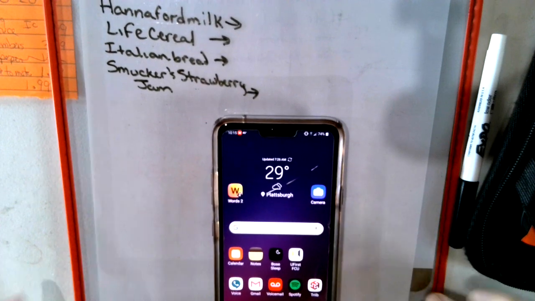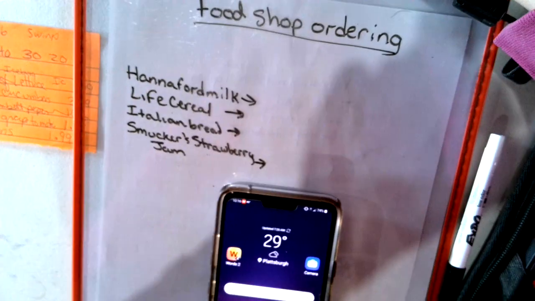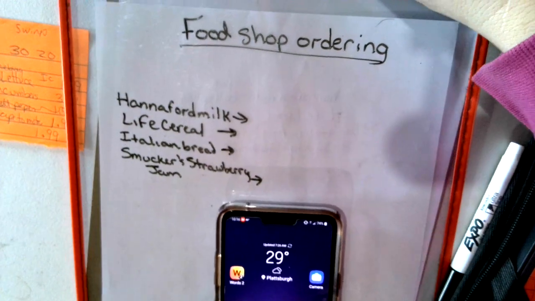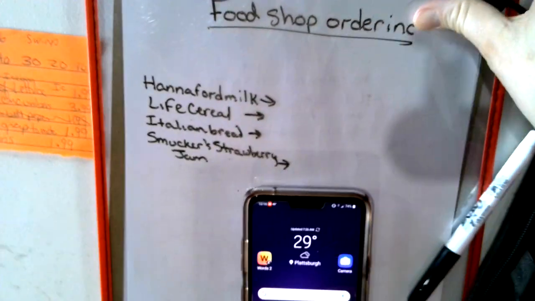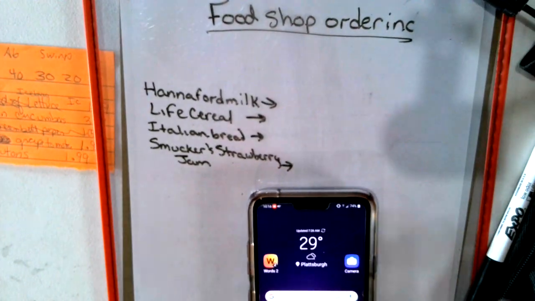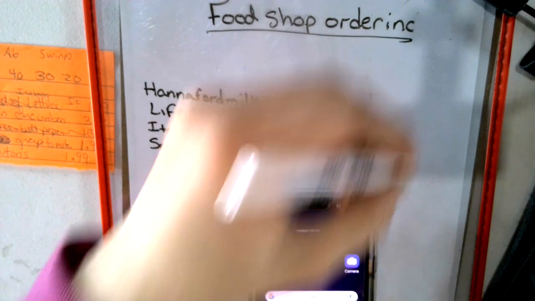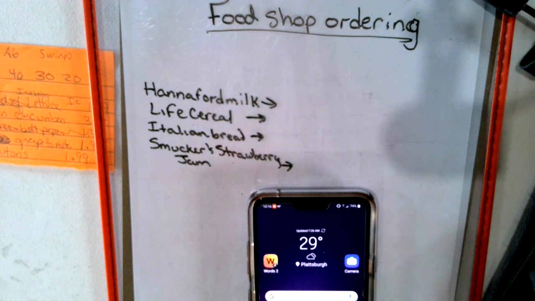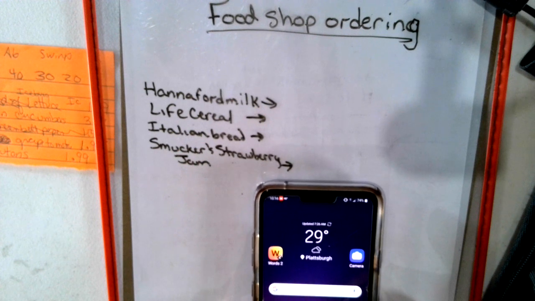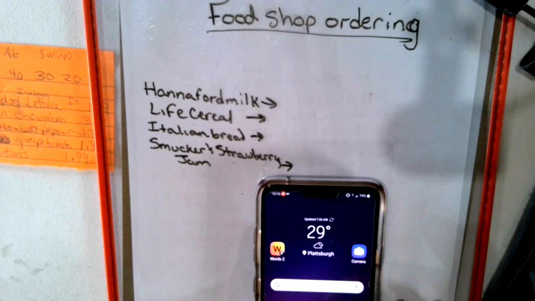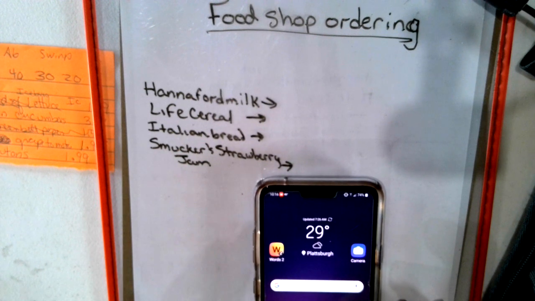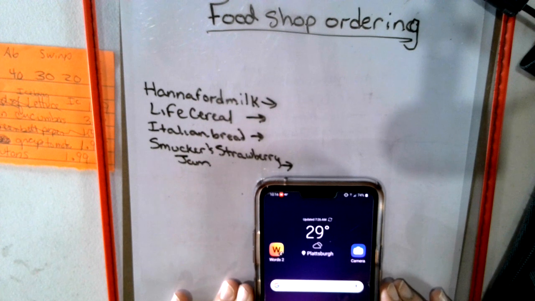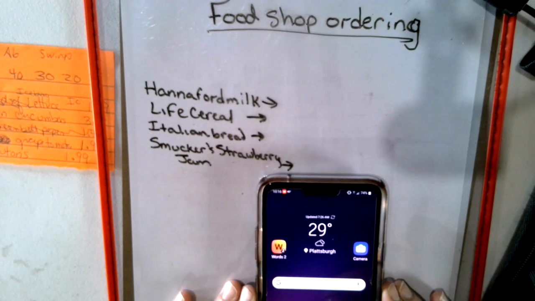Okay, so today we're looking at how to order stuff online, like food shopping. At this time, when I'm making this video, we are all kind of quarantined. So this is a nice way to learn how to do a Hannaford To Go order. If you're just wondering what prices are on stuff before you go to a grocery store, this is how you would do it.